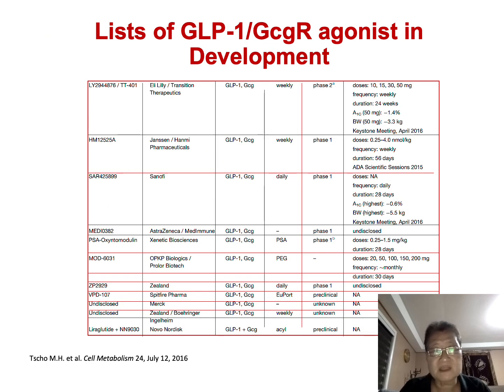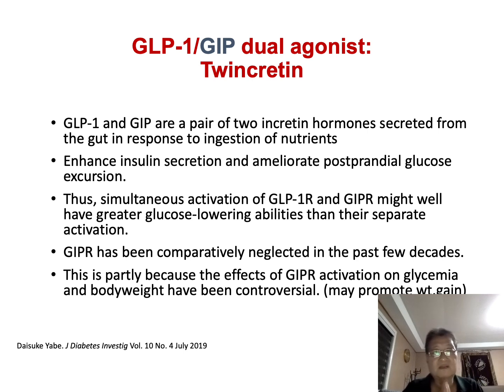And these are some of the lists of GLP-1 and glucagon receptor agonists in development. Okay. Okay, let's go now to the incretins. The two most common endogenous incretin hormones, GLP-1 and GIP, are a pair of incretin hormones secreted from the gut in response to ingestion of a nutrient. That's why they are called twin incretins. They both enhance insulin secretion and subsequently ameliorate postprandial glucose excursion. GIP receptor activation might ameliorate glycemia but cause body weight gain.